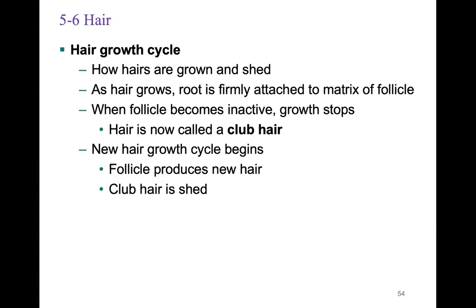Hair will grow in cycles, and you will have continuous growth of hair, and then you will also have some hair that dies off or sheds. As hair grows, the root is firmly attached to the matrix of the follicle. When the follicle becomes inactive, growth will stop, and hair is now referred to as club hair. A new hair growth cycle will begin. The follicle produces new hair. Club hair will then be shed. It'll just fall out.